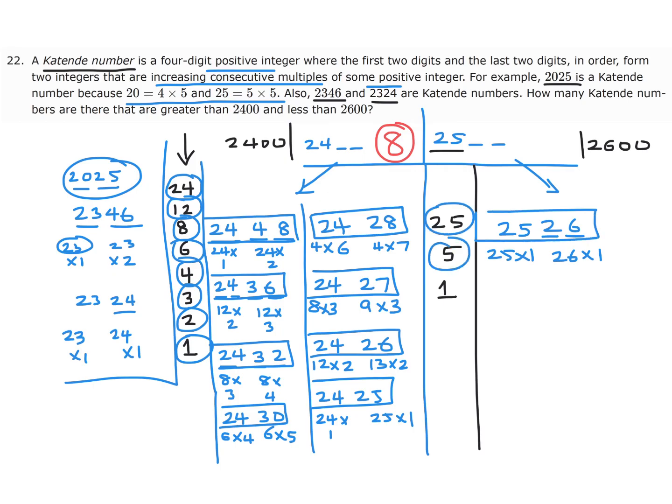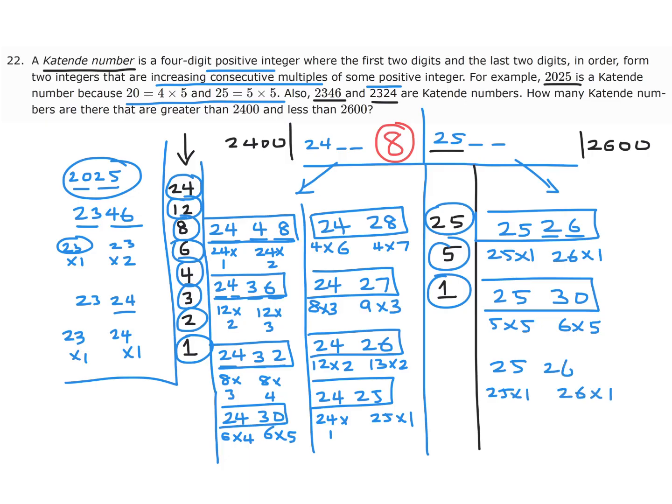If we use the 5 as a factor, 25 is 5 times 5, so the next one would be 6 times 5, so 30. And then finally, the 1, 25 is 25 times 1, so the next one would be 26 times 1, and that would be 26. So that looks like another 3. And therefore, how many contending numbers are there greater than 2400 and less than 2600? 8 plus 3, and the total, therefore, would be 11. 11 is the answer.